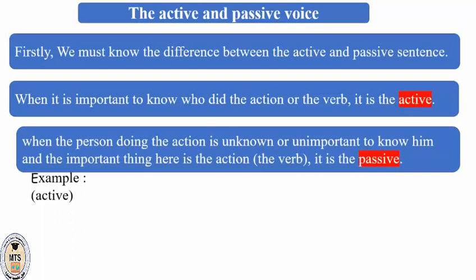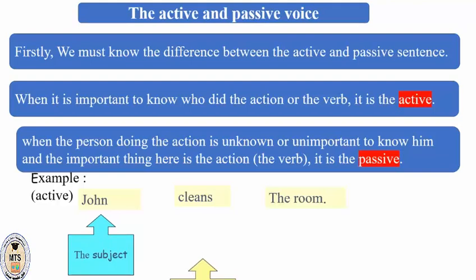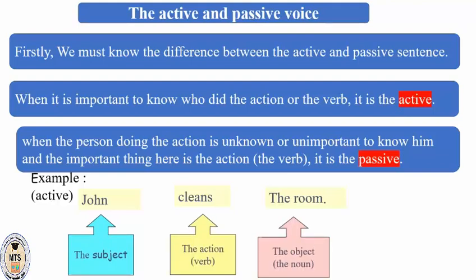For example, we will take an example for the active sentence. John cleans the room. You have to divide the sentence into three important parts: the subject, the action or the verb, and the object.